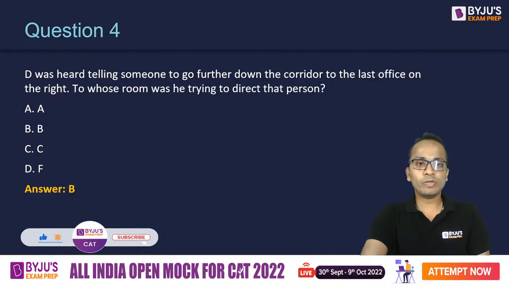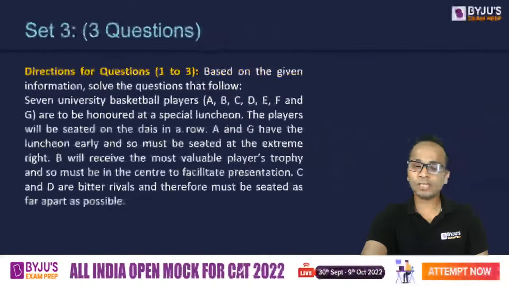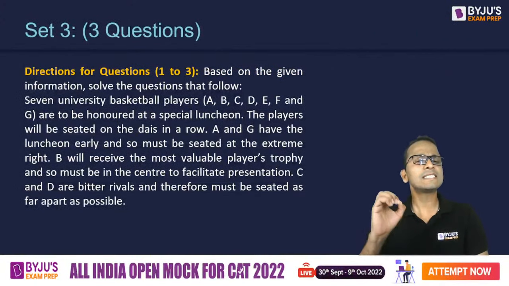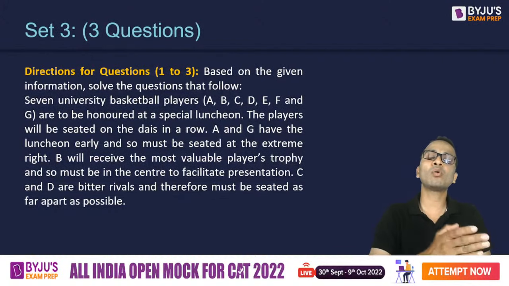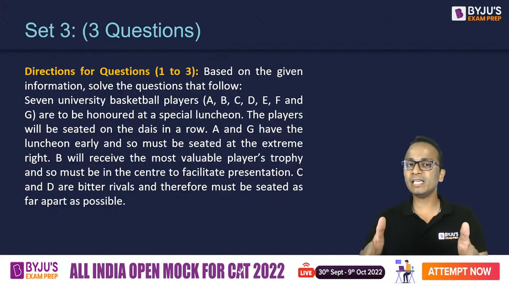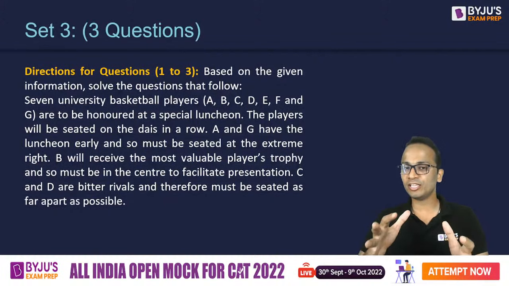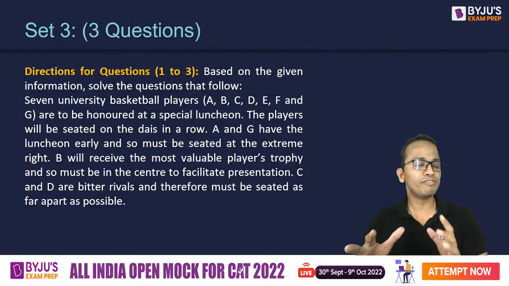Now with this, let's move on to set number 3 for the day. Now set number 3 is similar in every sense as set number 1 that we have done. Basically, this set appeared in the same year in 2 different slots.